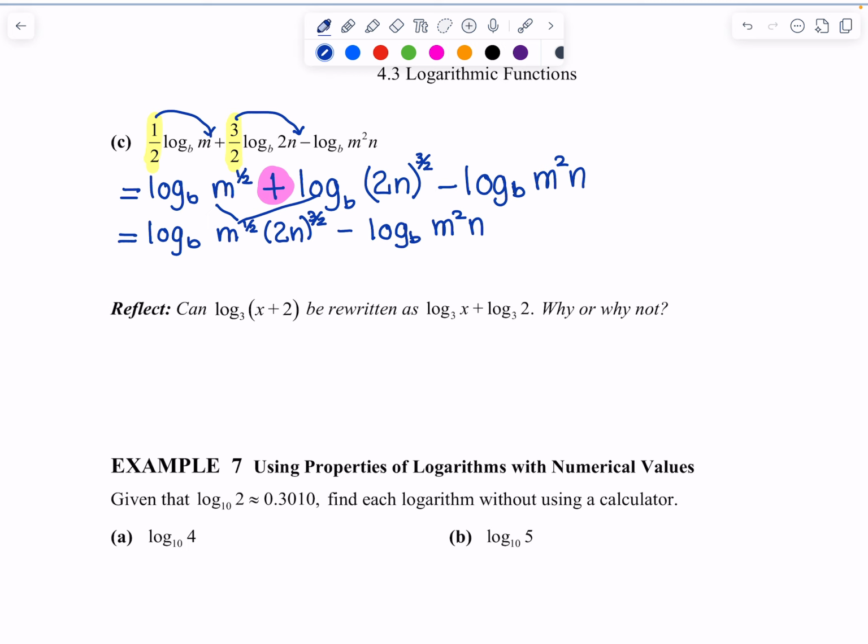Next thing we're going to do is subtraction. And once again, we know what subtraction means: division. So we're going to write it as expressing the division, all of this over this. Let's do that real quick. Log base b, m to the 1/2, 2 and n to the 3/2, all of this over m squared n.